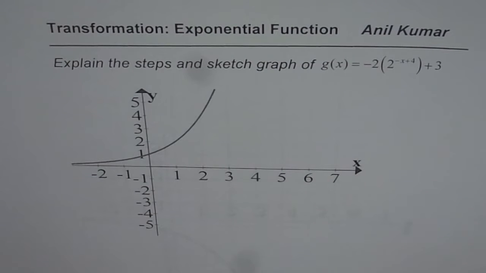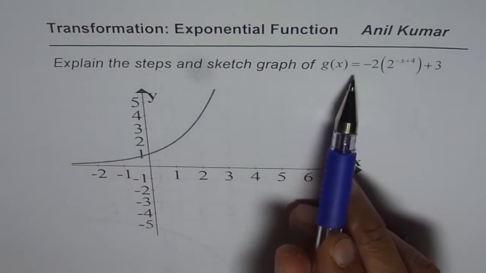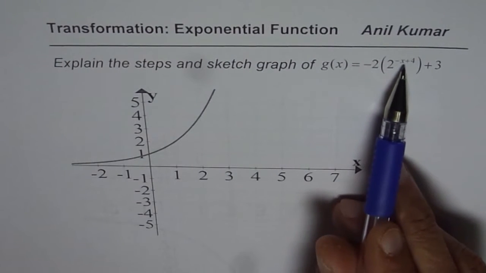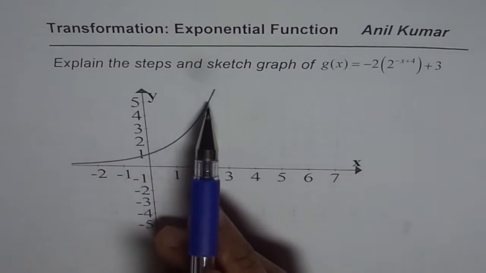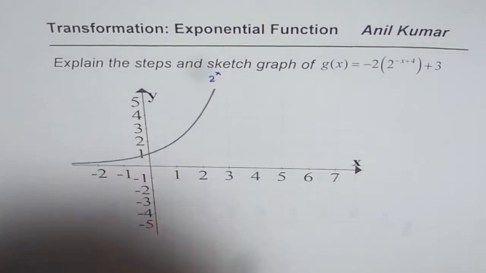The question here is, explain the steps and sketch the graph of g of x equals minus 2 times 2 to the power of minus x plus 4, plus 3. We already have the graph of 2 to the power of x. This is the 2 to the power of x graph given to you.